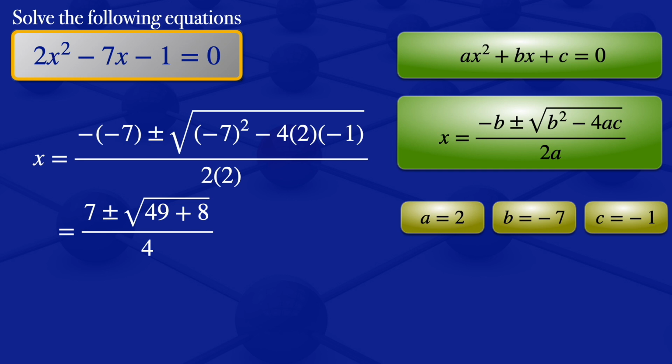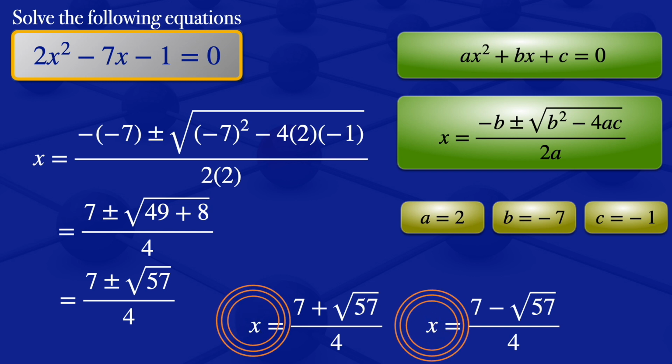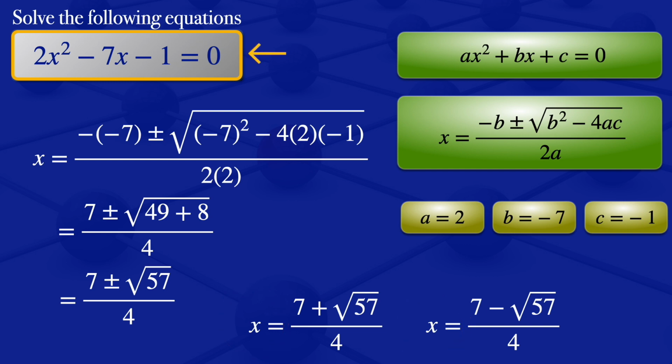49 plus 8 gives us 57, so our expression simplifies to 7 plus or minus the square root of 57, divided by 4. But here we have a plus or minus. It's saying that one will be plus and the other will be minus. So for the solutions, where we have the plus, x is equal to 7 plus the square root of 57, divided by 4. Where we have the minus, x is equal to 7 minus the square root of 57, divided by 4. So these are the two solutions of this equation.